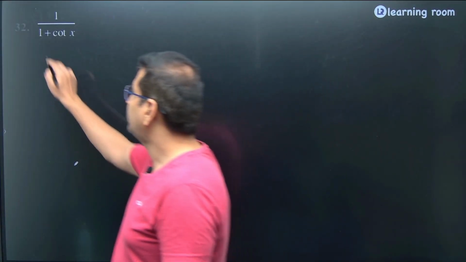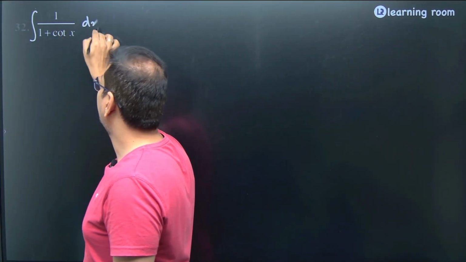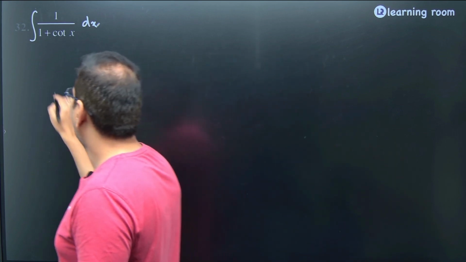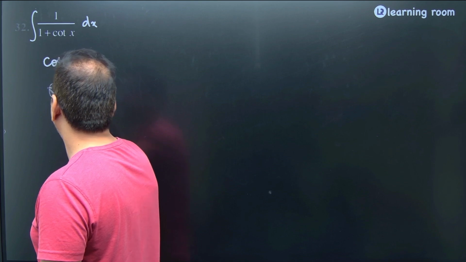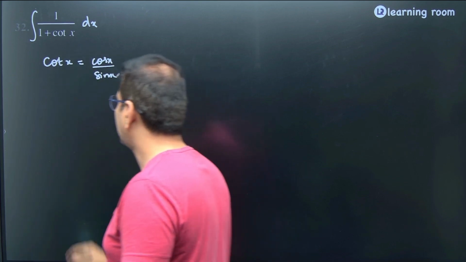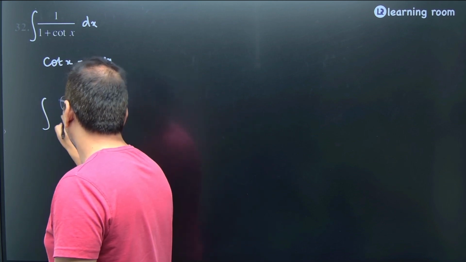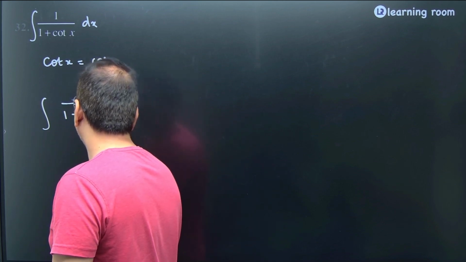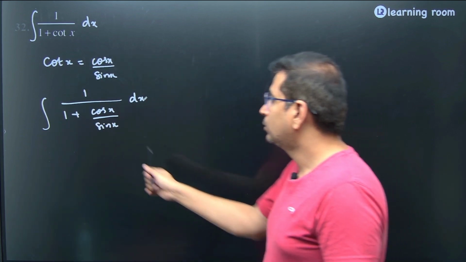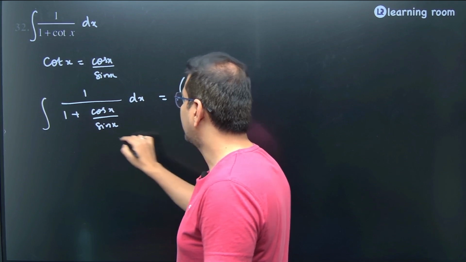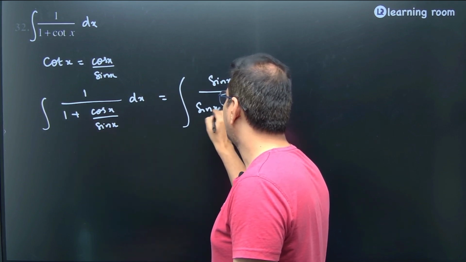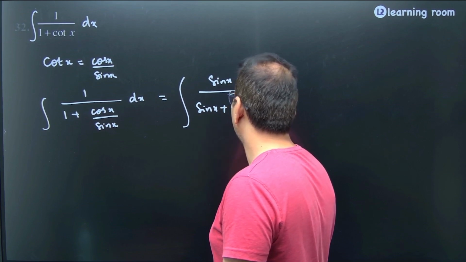Now let's look at the 32nd question, which says integral of 1 by 1 plus cot x times dx. So in this context, what we will do is take cot x and write it as cos x divided by sin x. Once this is done, it becomes integral of 1 divided by 1 plus cos x divided by sin x times dx, right? So you take the LCM, then this becomes integral of sin x divided by sin x plus cos x times dx.